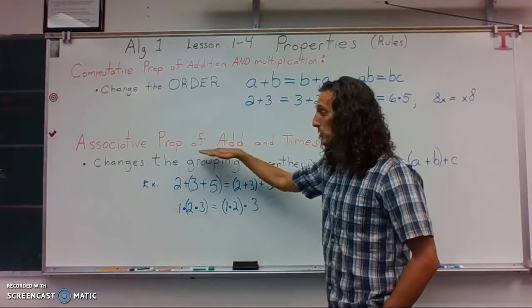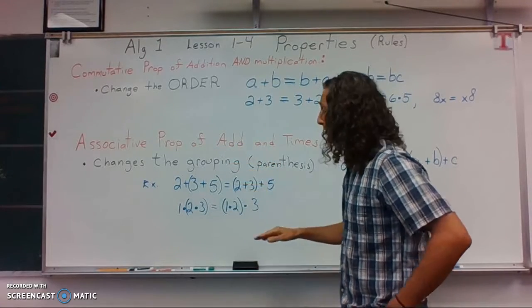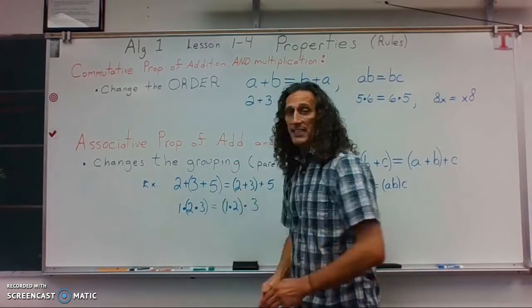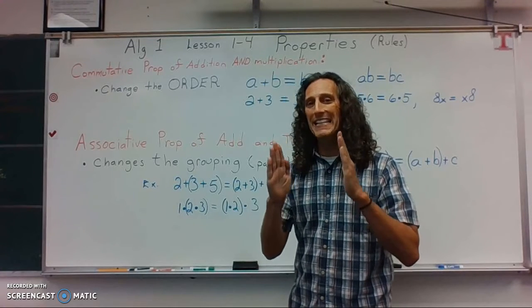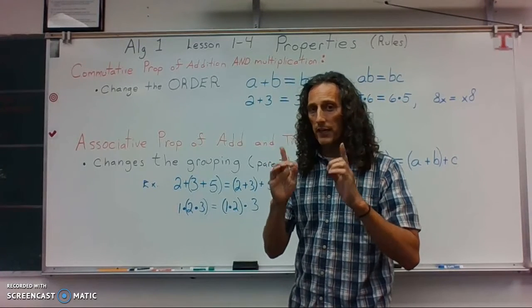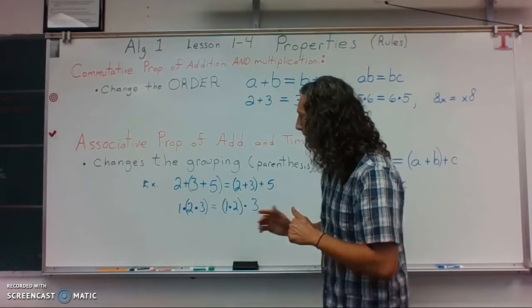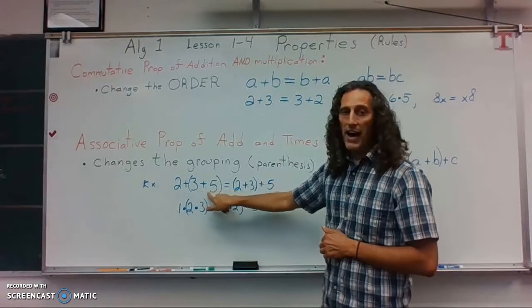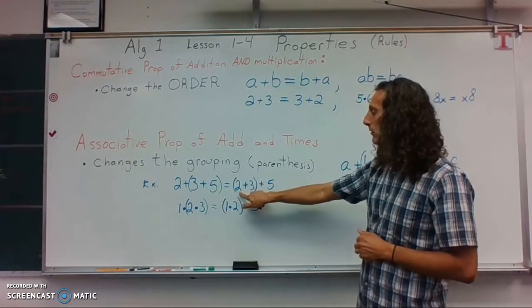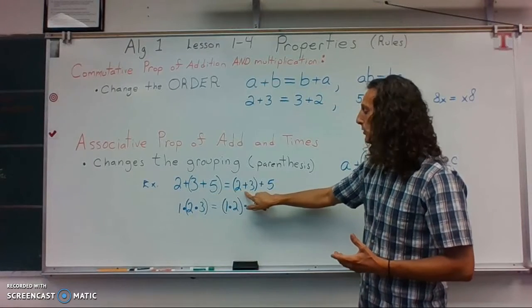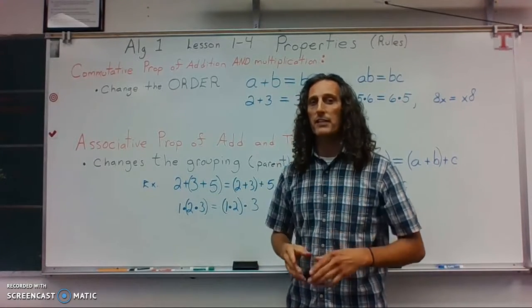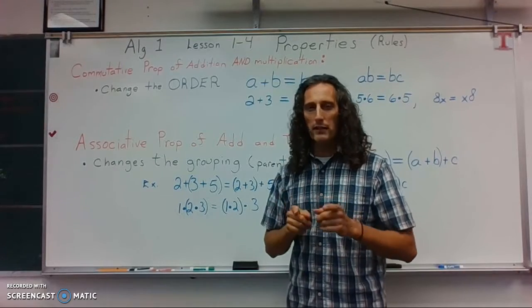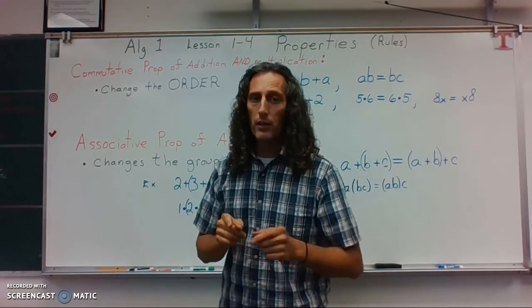When we're working with the associative property, right? Think of the parentheses as a box. If you change what's inside the box, that's the associative. And we're going to hit on that because see, what's in the box? 3 and 5. What's in the box now? I changed it. That's 2 and 3. So if you change what's inside the box, that's the associative property. And that will make a little bit more sense later on.